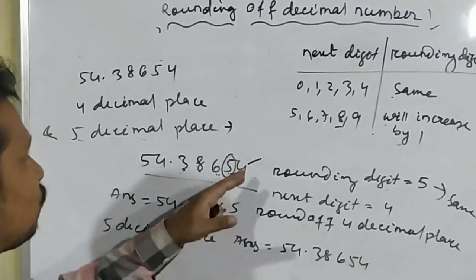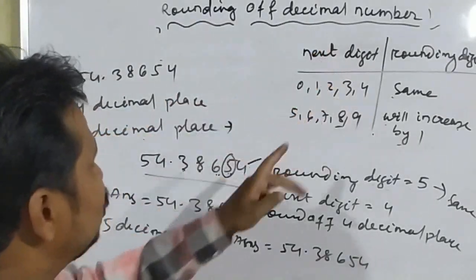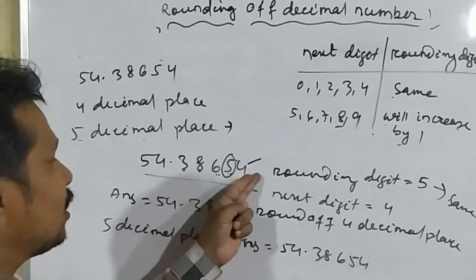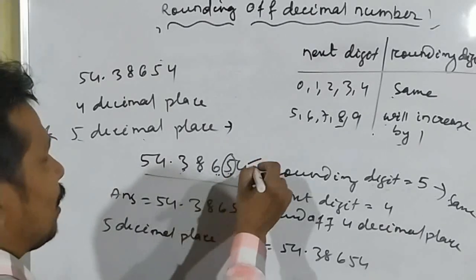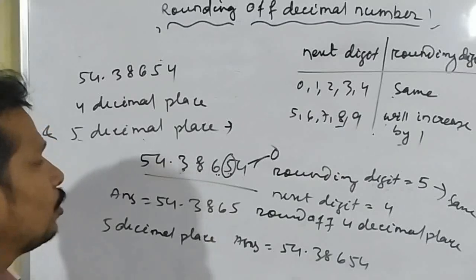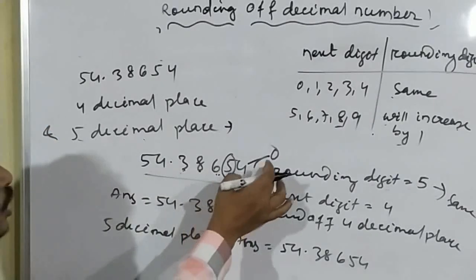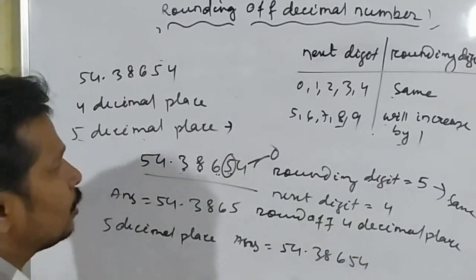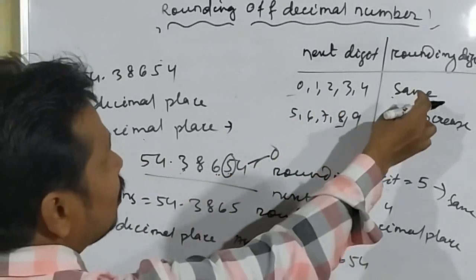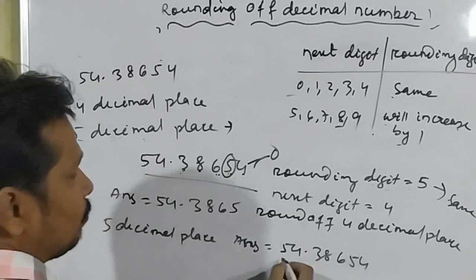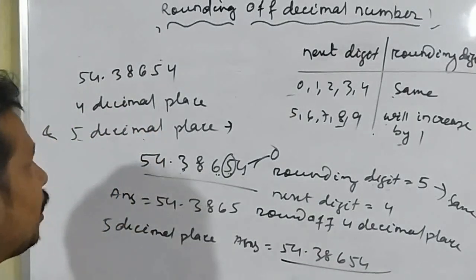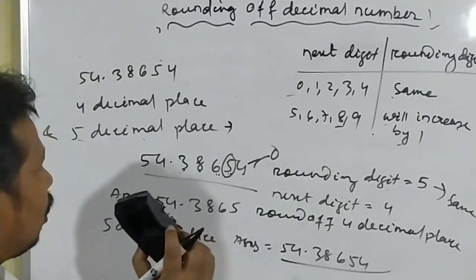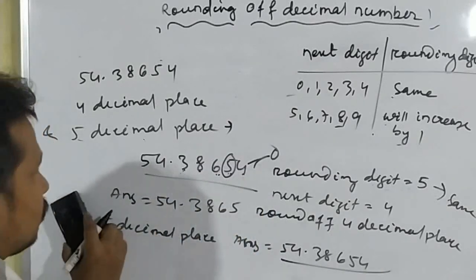Because after 4 we have to see the next digit, and the next digit is not present. If there is no digit, then we have to think it is 0, because after the decimal point 0 is meaningless, so we can put any number of 0s here. If 0 is present, then the rounding digit will be the same. So we have to write these things.